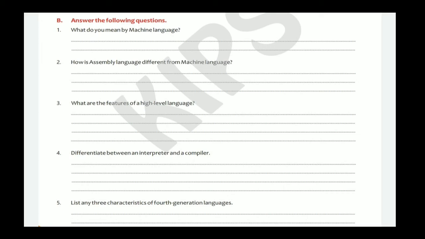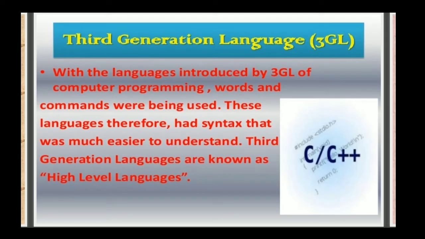I will show you, high level language is third generation language. With the languages introduced in the third generation of computer programming, words and commands were being used. This language had syntax that was much easier to understand, right? Third generation languages are also known as high level languages. You also write the features in it, like it is a user friendly language and it is a machine independent language.